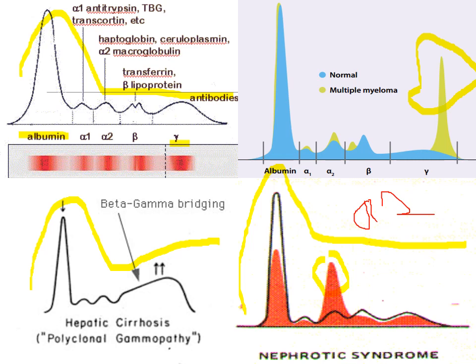Okay, for hepatic cirrhosis, there is the bridge between beta and gamma. And for multiple myeloma, there is an increase in the gamma globulin. There is a gamma spike from the electrophoretic pattern.